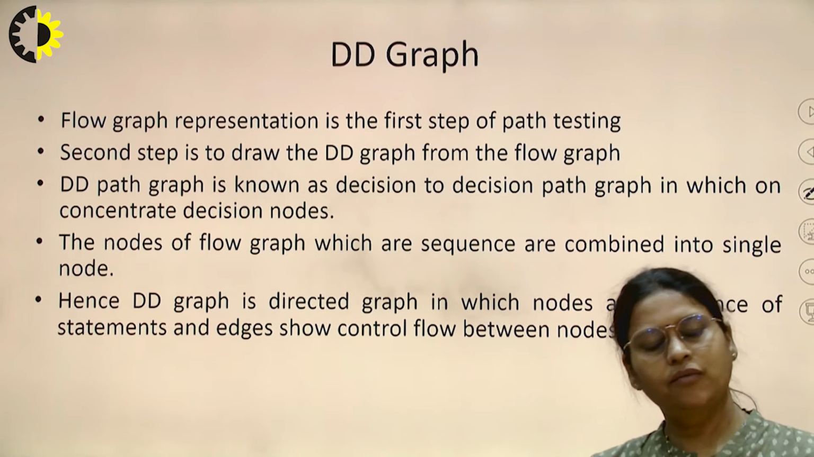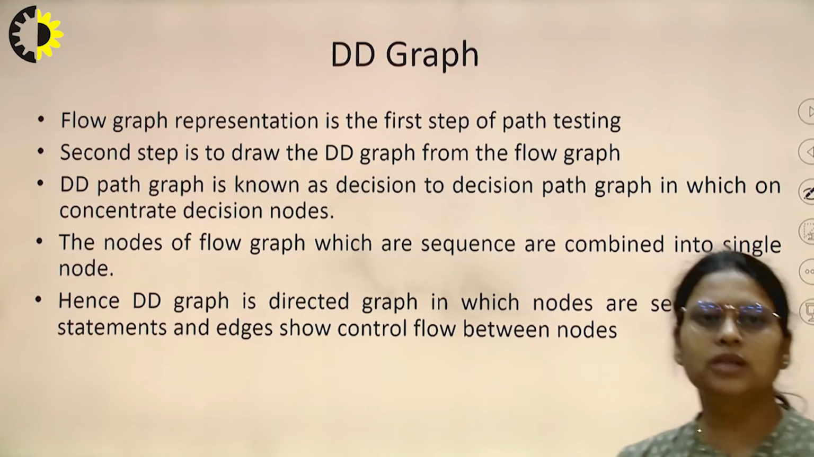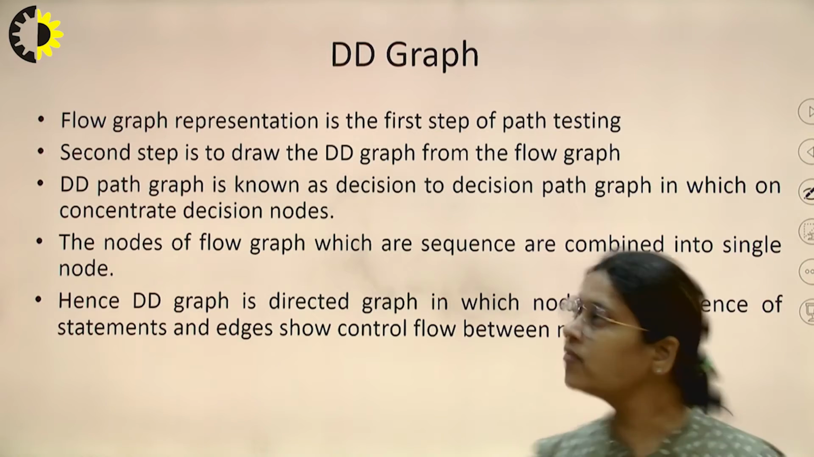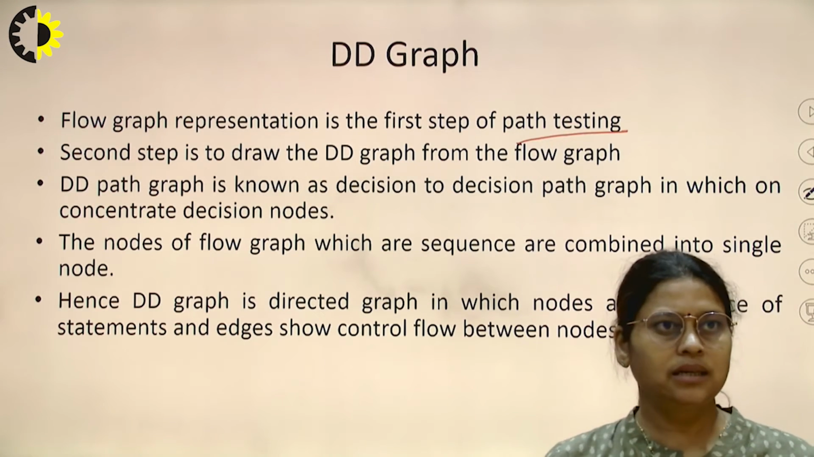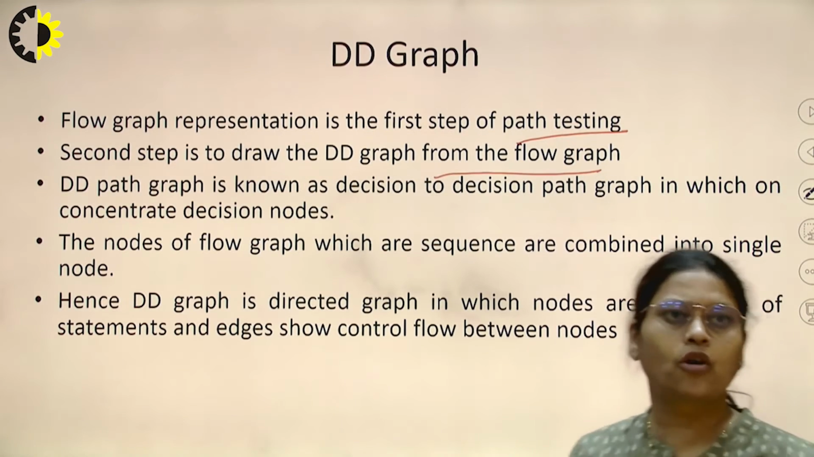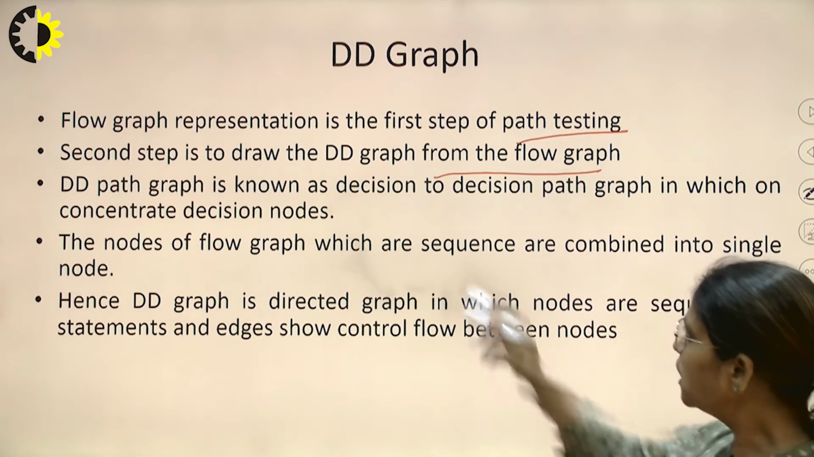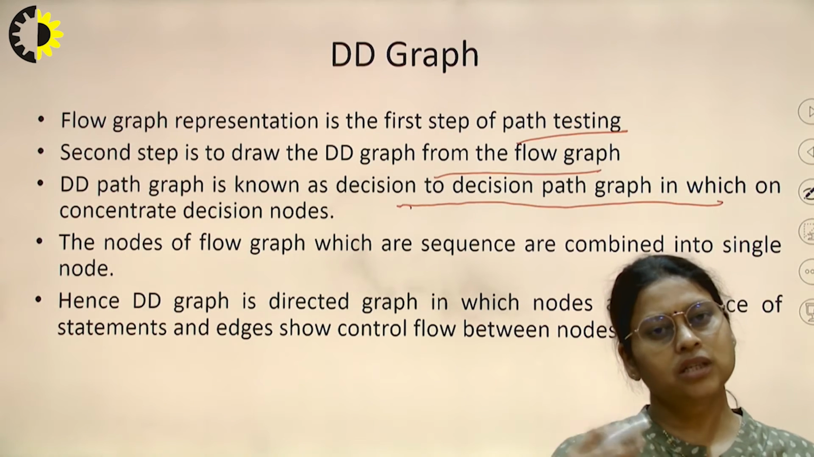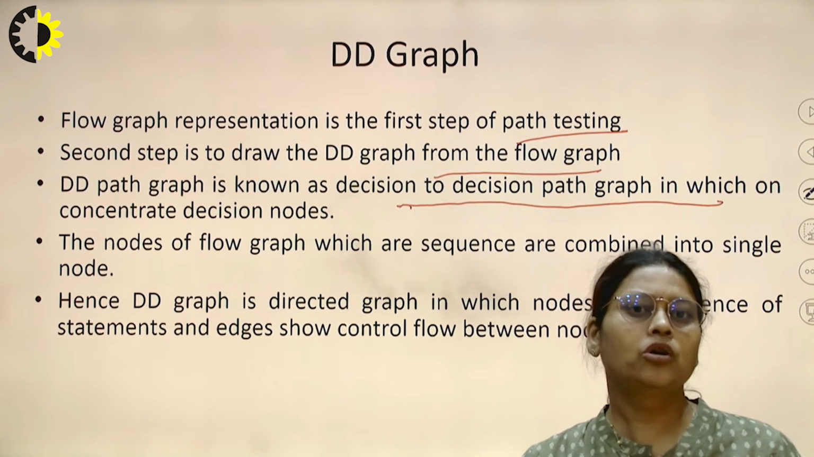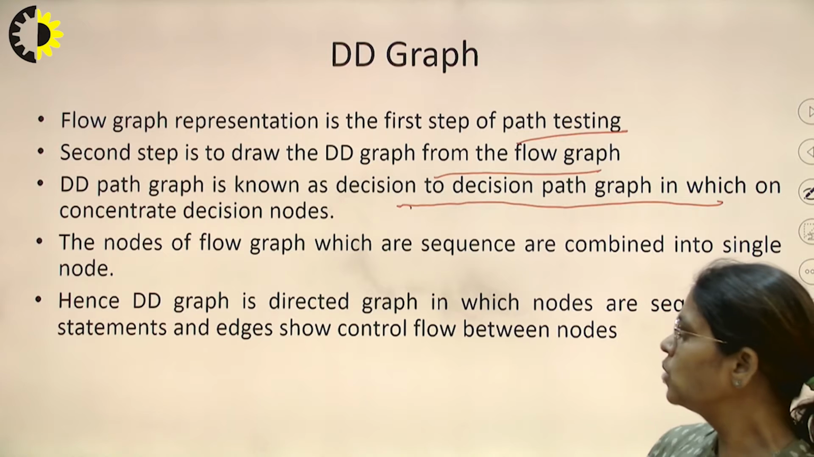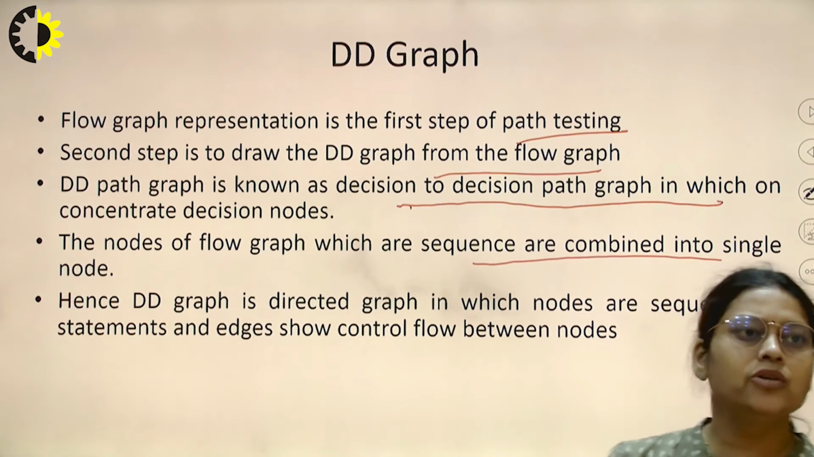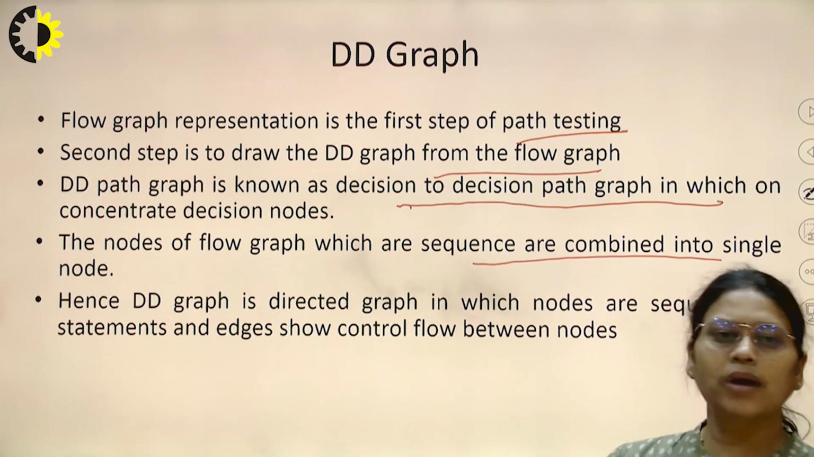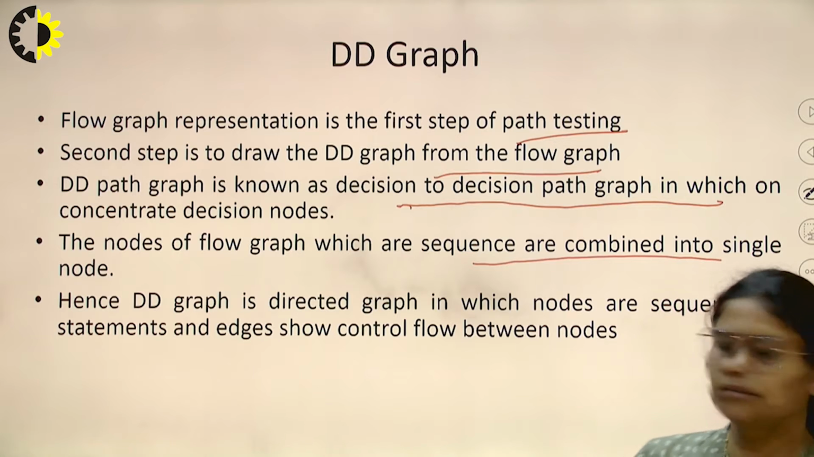For the DD graph, first we have to convert the program into the CFG, then the CFG is converted into the DD graph. So flow graph representation is the first step of path testing, and the second step is the DD graph from the flow graph. DD is known as the decision-to-decision path graph, in which we concentrate on the decision nodes, not on the sequence nodes. So the nodes of the flow graph which are sequences are combined into a single node. Because we concentrate on the decision nodes, we combine all sequence nodes together.